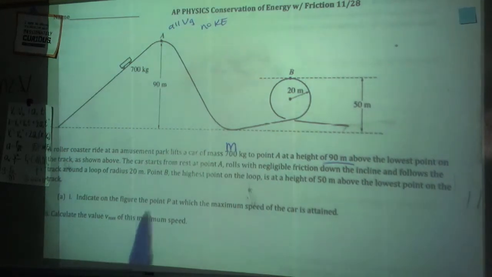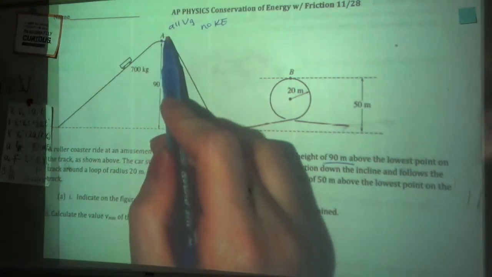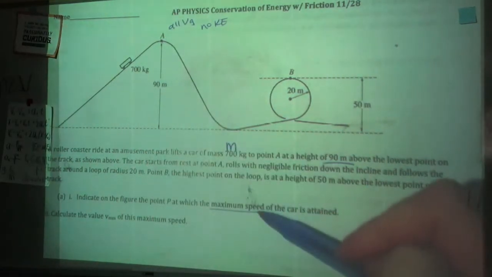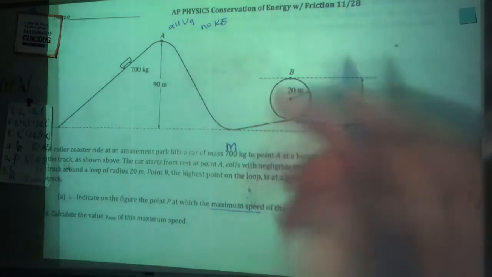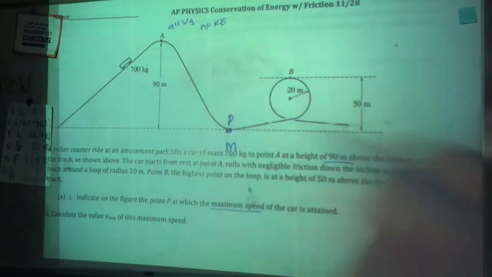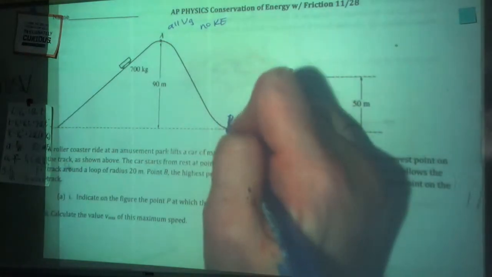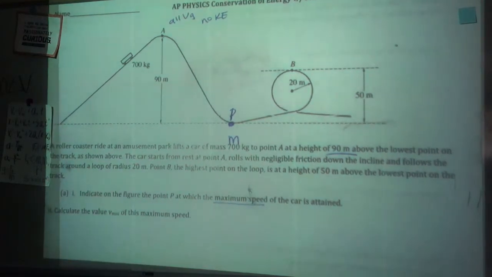Indicate on the figure the point P at which the maximum speed is attained. Let's think about it. It starts with all potential energy. Your maximum speed is going to be where kinetic energy is the most. Kinetic energy is the most where you're not wasting any of your energy on potential. So that would be at the very, very bottom. So this would be point P, where it's moving the fastest. And then it asked me to actually calculate the value of the maximum speed.